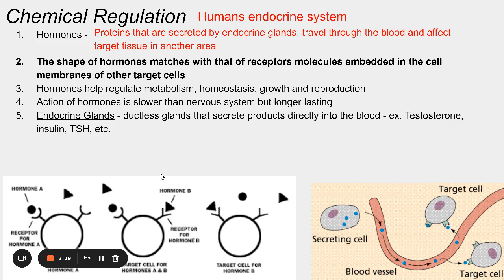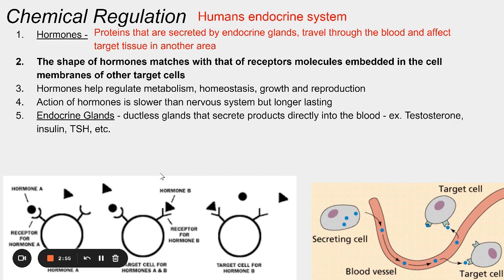So, do you remember when we talked about the cell membrane? That embedded in that cell membrane are certain proteins. And those proteins act as what we call receptor molecules. They're kind of listening in for some signal from another tissue. And that signal is a hormone. Okay? And the shape of the hormone matches with the shape of the receptor molecule. And when they connect and bind together, that's what sends the signal to the target cell, to the target tissue.